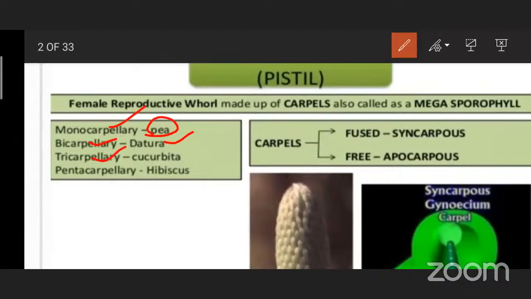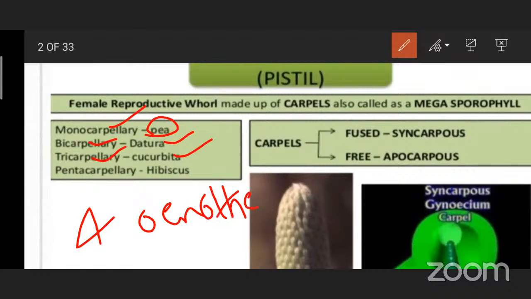The gynoecium with three carpels is known as tricarpellary. Example, Cucurbita. With four carpels, it is known as tetracarpellary. Example, Oenothera. With five carpels, it is known as pentacarpellary. Example, hibiscus, scientific name Hibiscus rosa-sinensis.